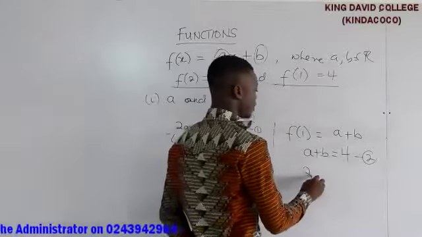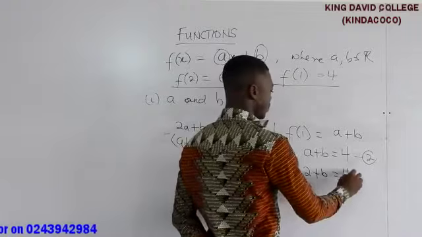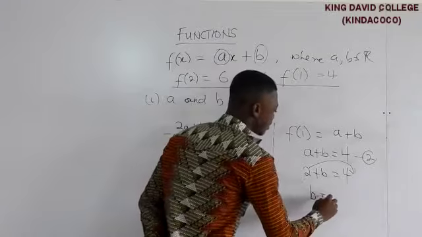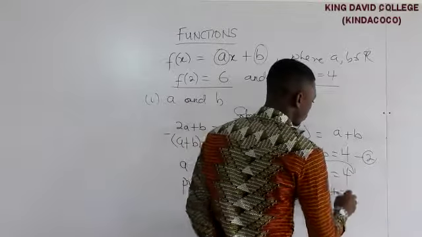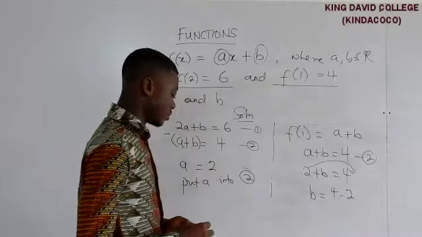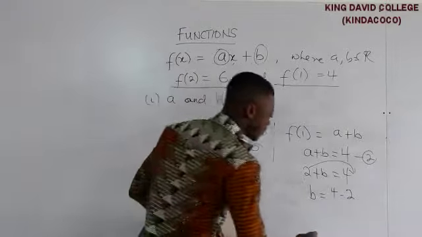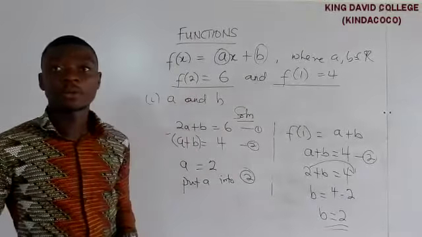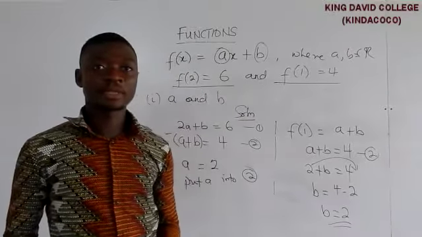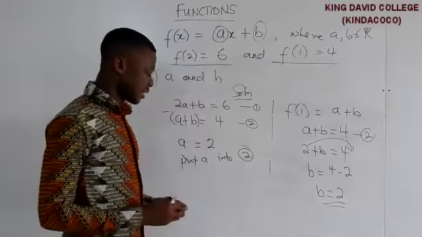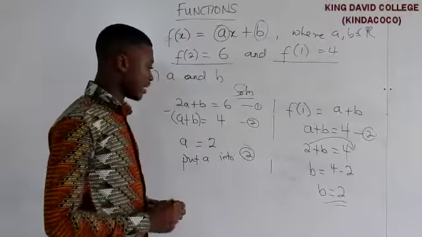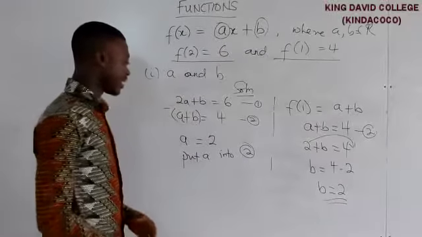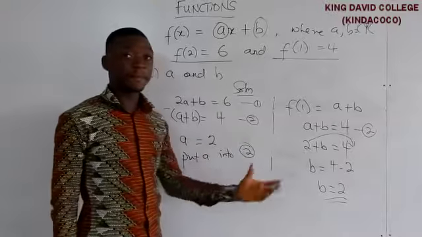So this is going to be 2 plus B is equal to 4. Hence, when you group like this, B is going to be 4 minus 2. And so B is also going to be 2. So it is very important now to see that with this particular one here, just by passing through simultaneous equations, you can actually determine the value of A and B.